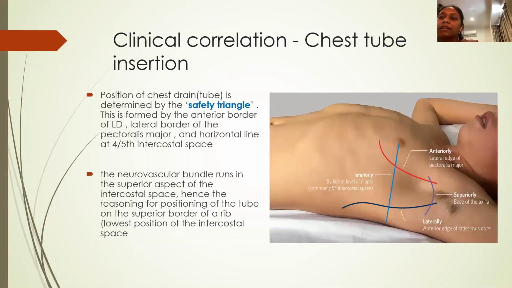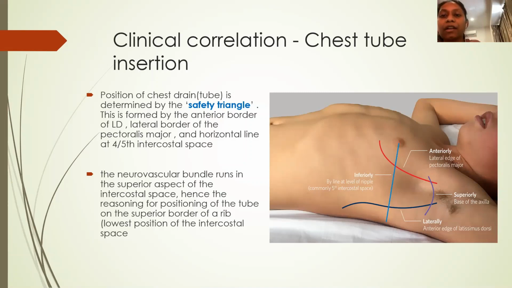So a clinical correlation from the intercostal muscles is the chest tube insertion. The position for the chest drain or chest tube is determined by the safety triangle, and the location of the safety triangle is the anterior border of the latissimus dorsi, and then the lateral border of the pectoralis major muscle, and a horizontal line at the 4th to 5th intercostal space, where the apex is below the axilla.